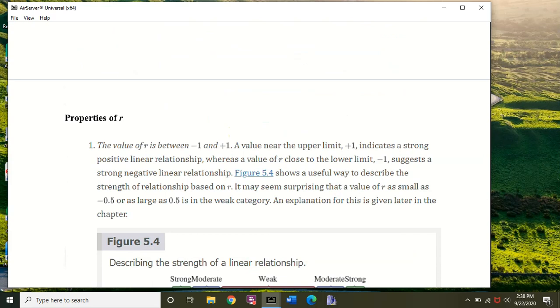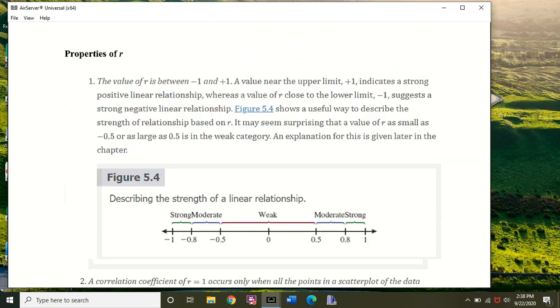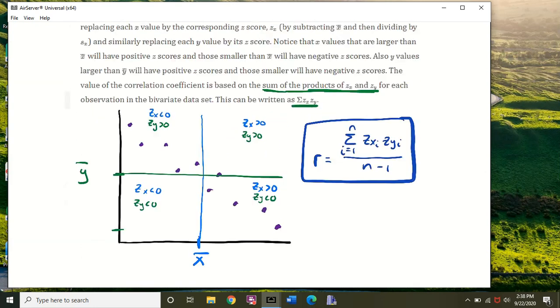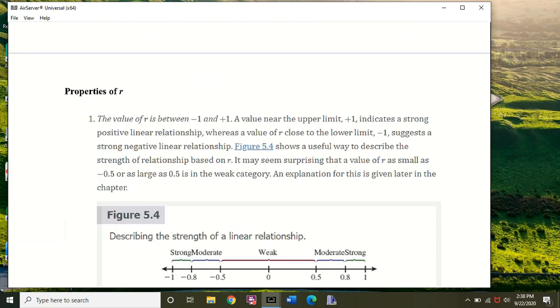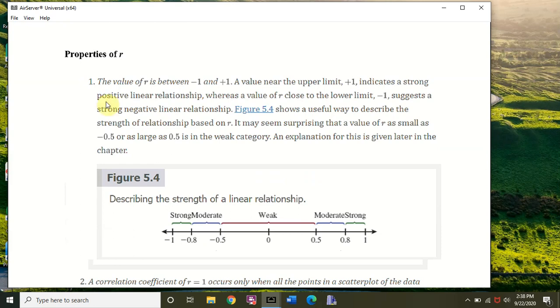Now, some properties of the number r. The value of r is always a number between -1 and +1 inclusive. That means it can equal -1 or it could even equal +1. The only time we would ever get an r value less than -1 or greater than +1 is when we are doing this sort of math by hand and we are rounding values. Sometimes it'll come back outside of -1 and 1, but that's only due to rounding. Realistically, it should always be a number between -1 and 1.